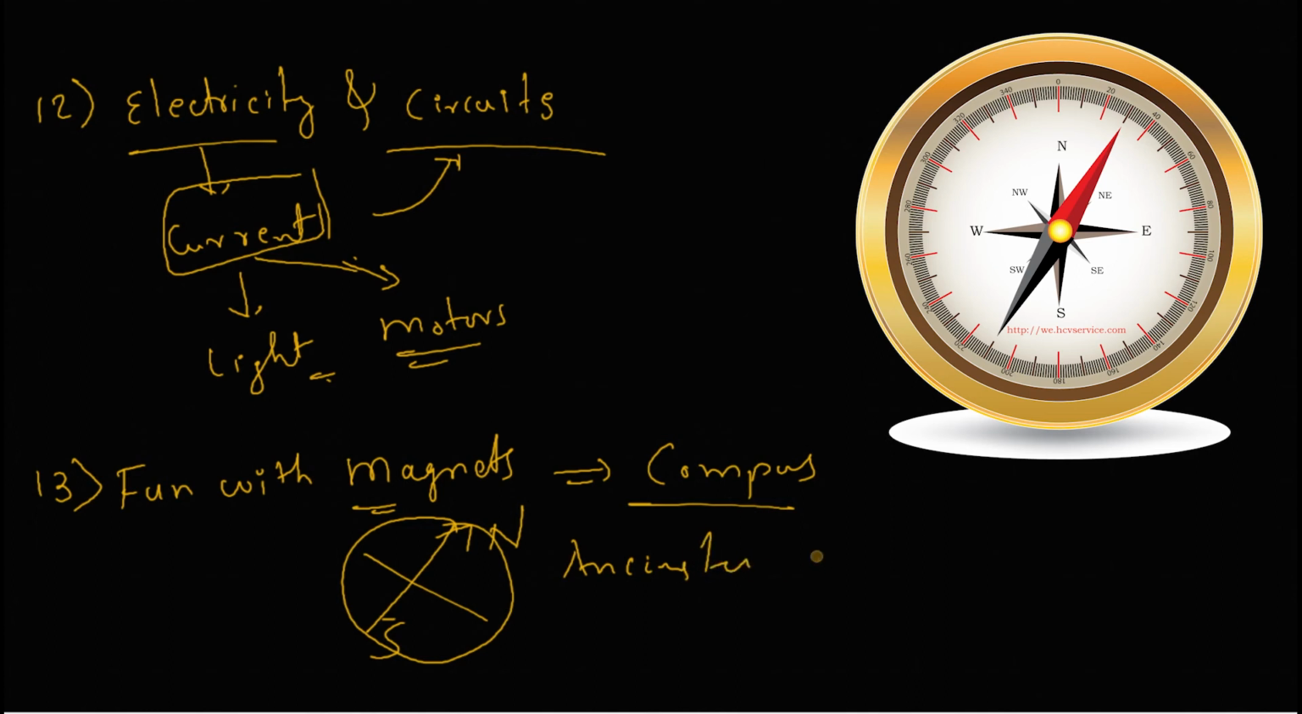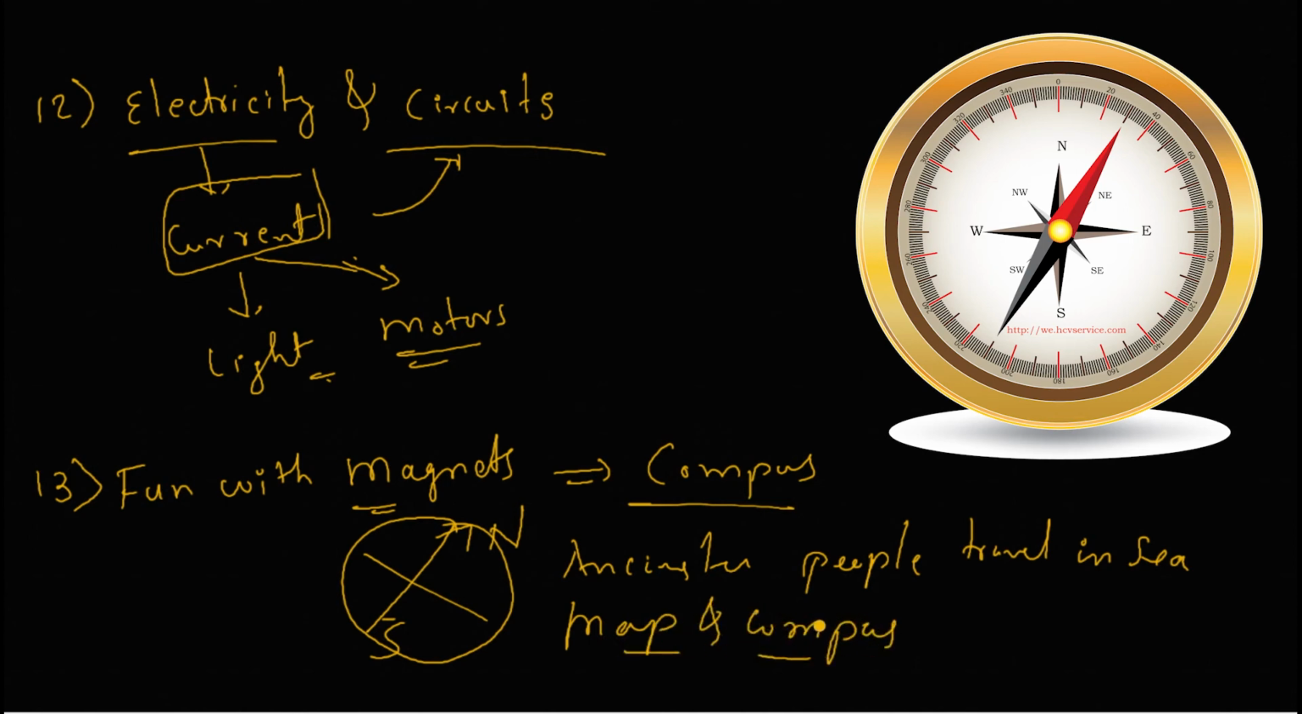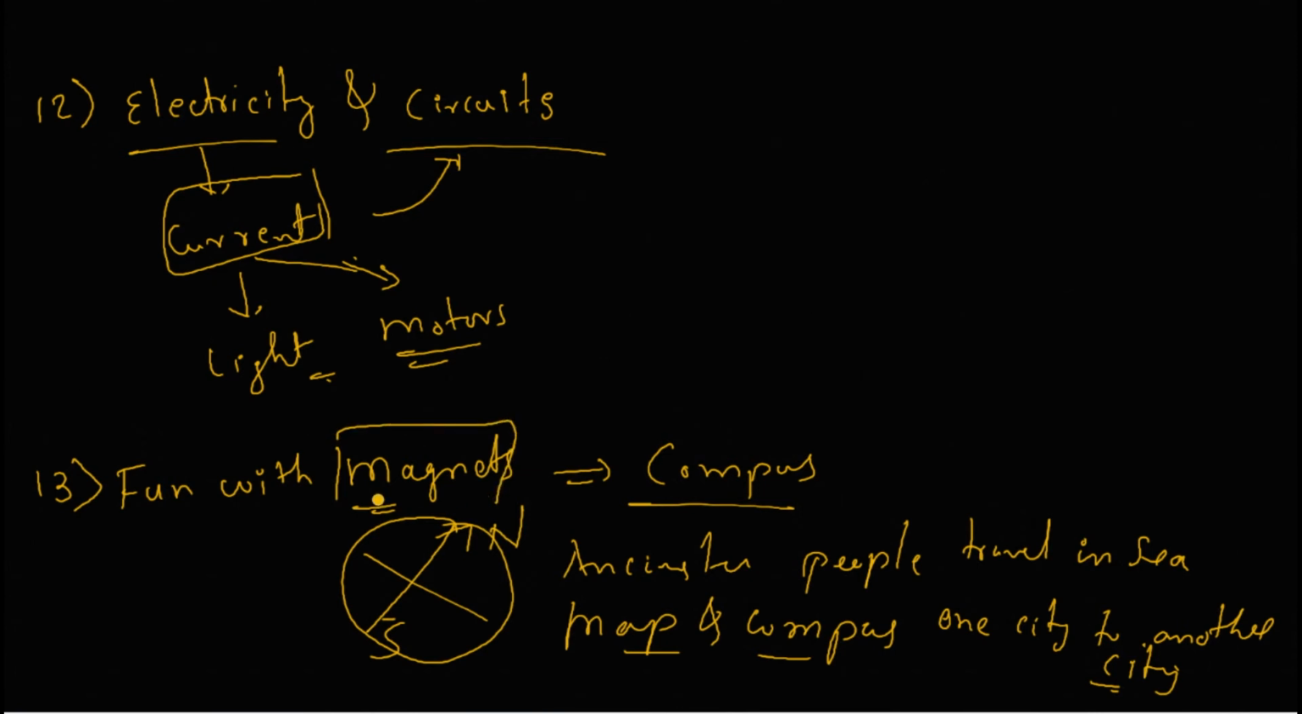Using this compass, in the very old days, our ancestors travelled in the sea. So they used a map and compass. Using this map and compass, they would reach from one city to another city, by walking and all. So this gives the complete direction, and this is just one example. There are several examples using magnets, and we are going to discuss that.